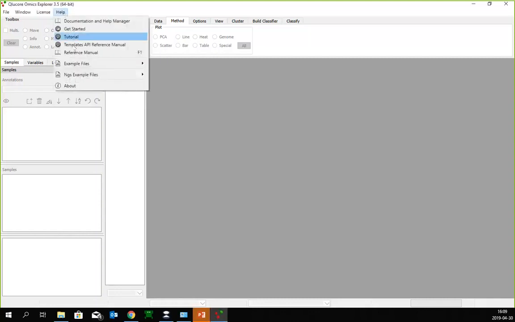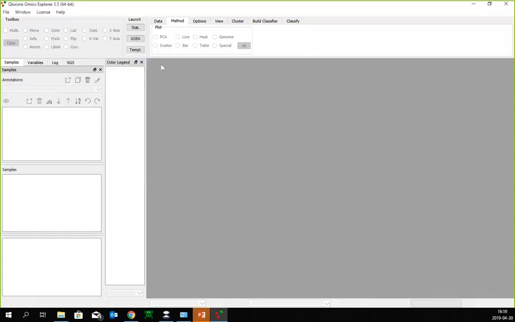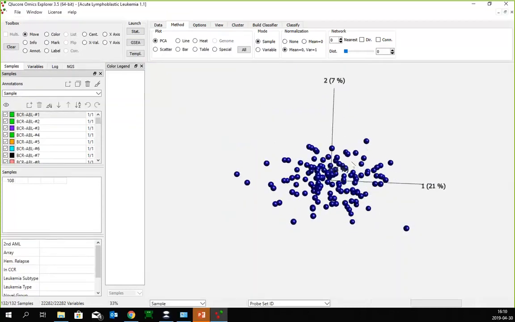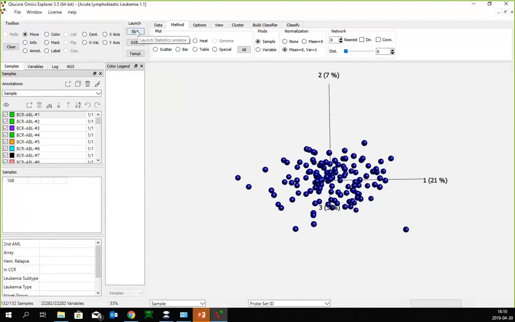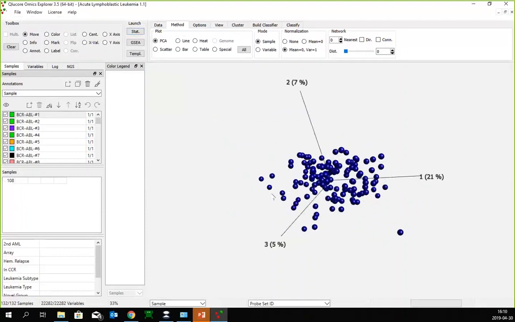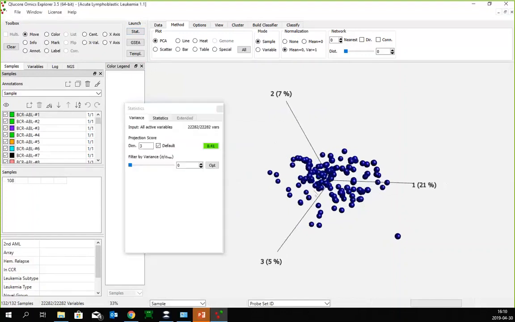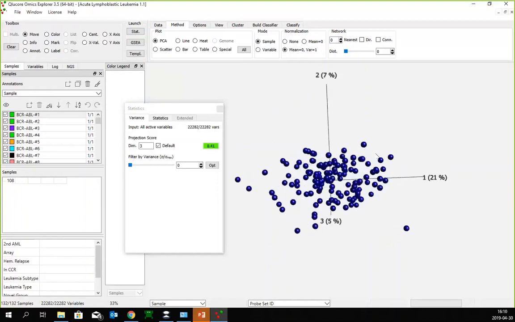Let's open a data set, and we'll open the standard leukemia data set that's shipped with Omics Explorer. Here it is. Here's the sample PCA view. You've seen that before. Let's launch the statistics window here and take a look at, oops, the statistics window ended up on my other screen. There we go. Let's take a look at a few features here of the PCA plot itself that has to do with dimensionality. Because, as I said, what we're doing here is that we're taking a higher dimensional problem and reducing it in dimension to the 3 dimensions we have on the screen.